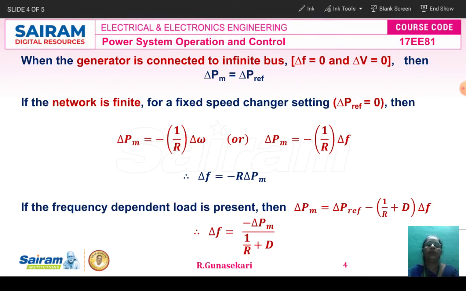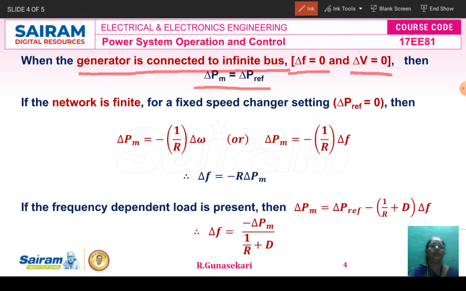you see the equations. Okay, the del PM is equal to del P reference. That is the turbine output equal to the speed reference setting. How is it possible? How? The generator is connected to the infinite bus bar. Suppose the generator is connected to infinite bus bar, it means the change in frequency del F equal to 0, and then the change in the valve input del V, that is voltage, is equal to 0. Del F is the frequency, del V is the voltage, equal to 0.